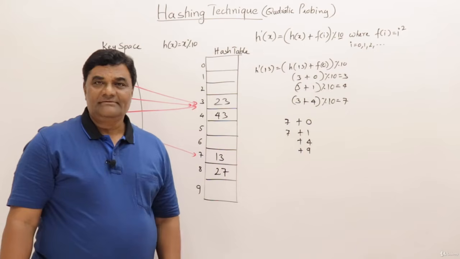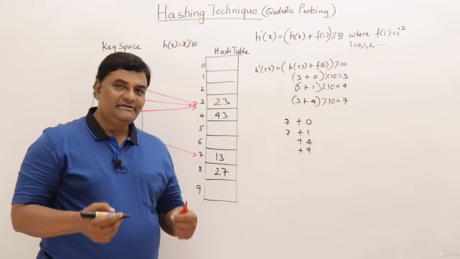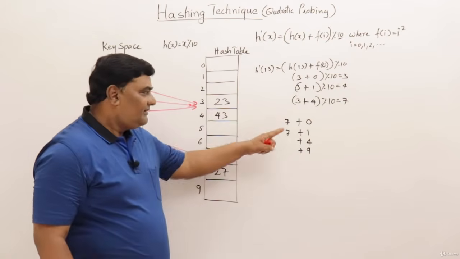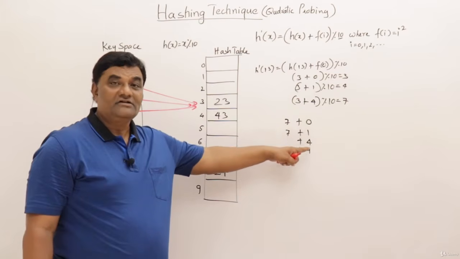That's all about quadratic probing. I don't have to explain much in this one. It is the same as linear probing. The only difference is we are getting the next location with a distance apart, that is not close or consecutive locations.